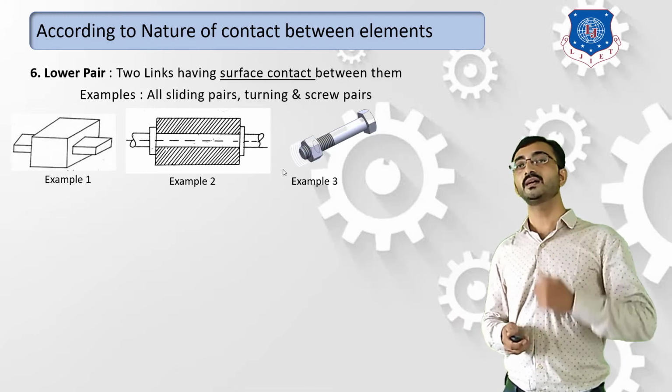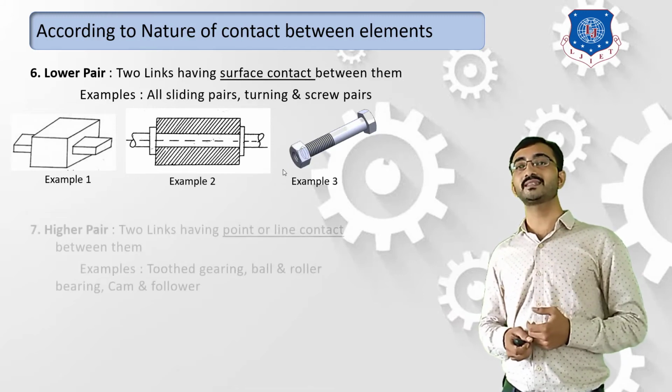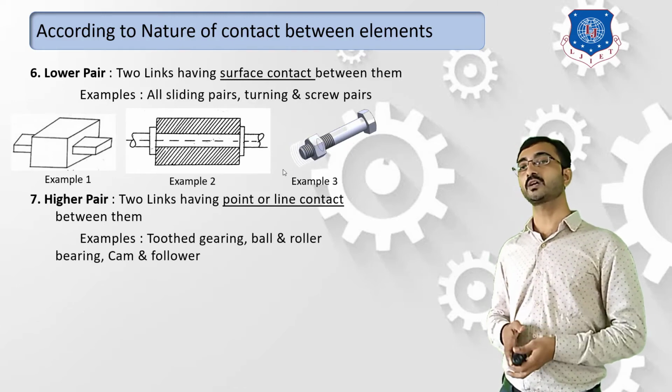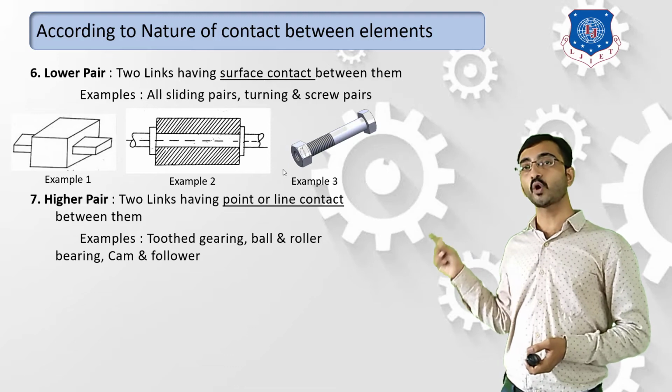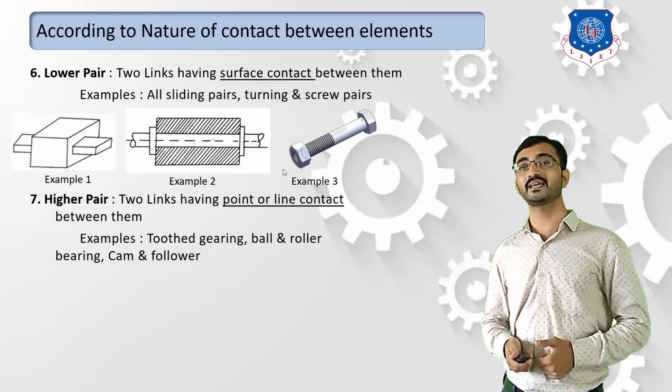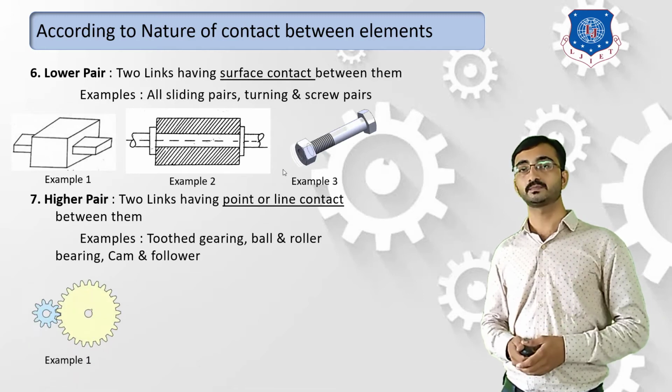Now the second one, that is the seventh type, we can say as a higher pair. Now what is the difference in that? In that case, if the contact between two bodies is a point or line, then we can term it as a higher pair. Okay, let's consider the example, that is a gear machine.